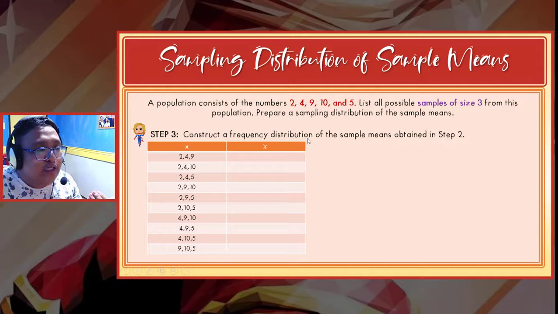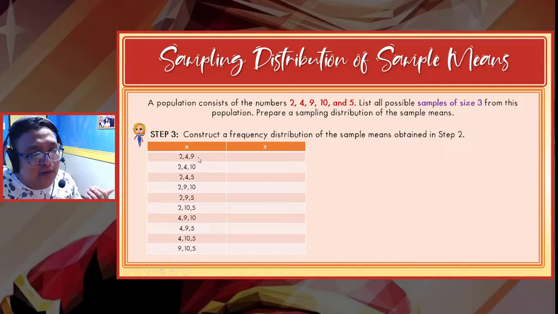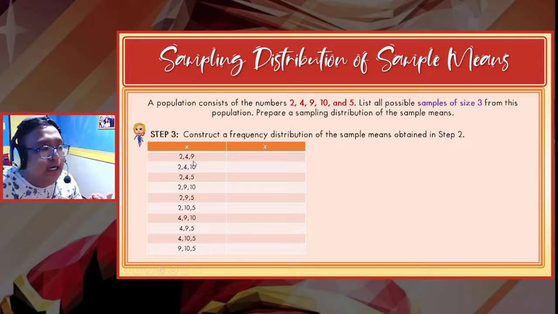Gagawa tayo ng frequency distribution of the sample means obtained in step 2. Ililista nyo lang muna lahat yan. Ngayon, pag nalista nyo na siya, kailangan yung kunin yung average ng kada item na nakuha ninyo or combination na nakuha ninyo. So, we have 2 plus 4 plus 9 divided by 3. Kasi tatlo sila, averaging. So, you'll get 5. Alright? So, 2 plus 4 plus 10 divided by 3, you'll get 5.33.